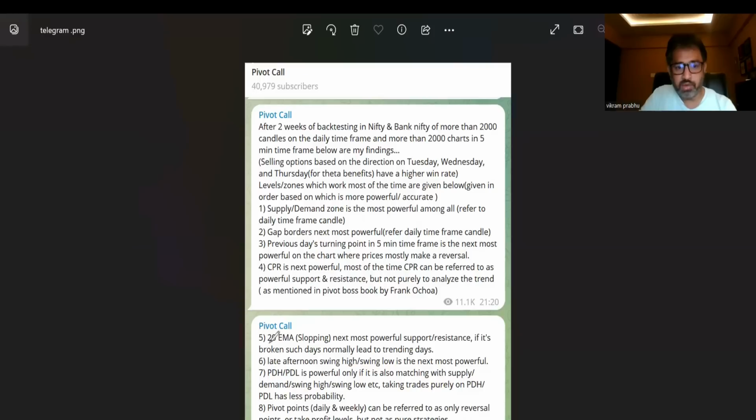Next one, number five is 20 MA. I have discussed 20 MA in my earlier videos also many times. One of the powerful support resistance. Though I am not a big fan of indicators, I am more of a price action trader, the only indicator which I trust is 20 MA, which I've seen working most of the time when it is sloping. If it is broken, such days normally can lead to a trending day. That is also what I have seen with 20 MA. If it is broken on the daily time frame, then it can lead to a trending day most of the time.